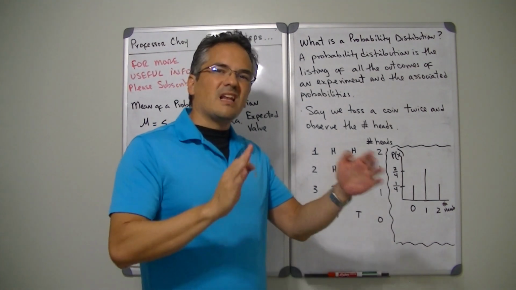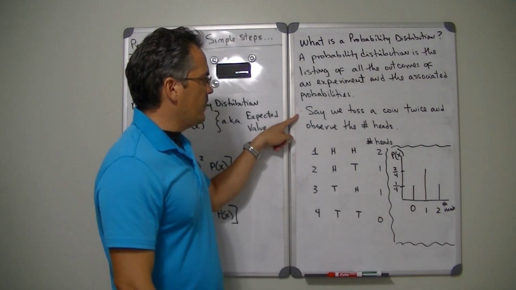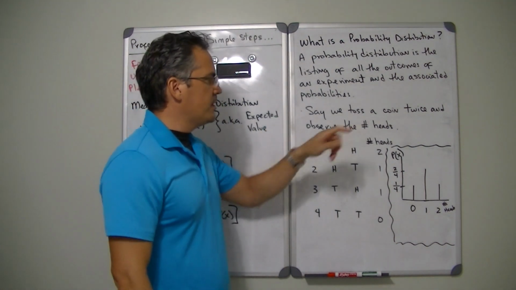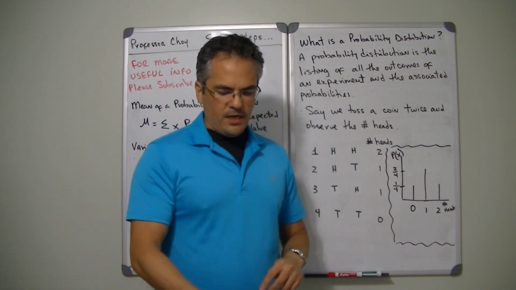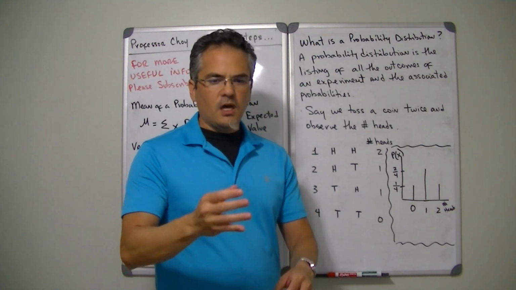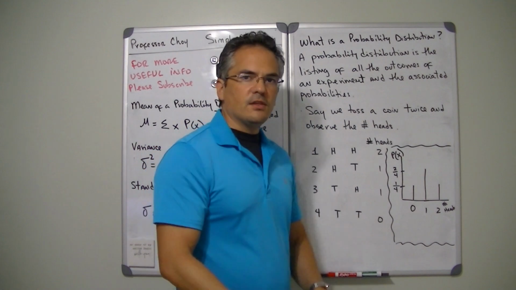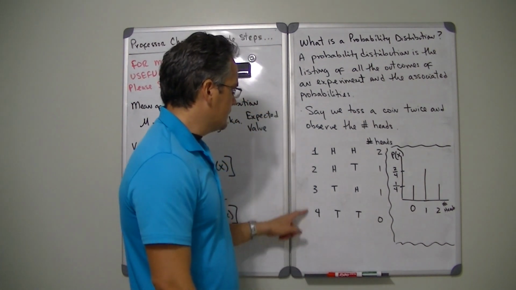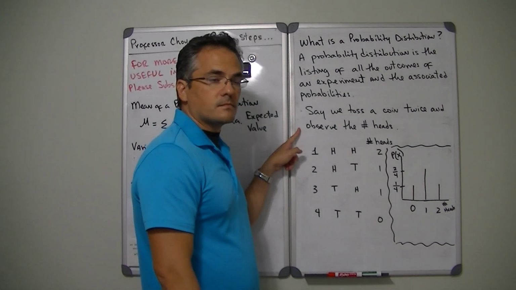Now let's conduct a slightly longer experiment. So let's say that we're going to toss a coin twice and we're going to observe the number of heads that you get. So I toss, record, and then toss and record. Okay? Now this is basically the listing of all the ways in which this can turn out.